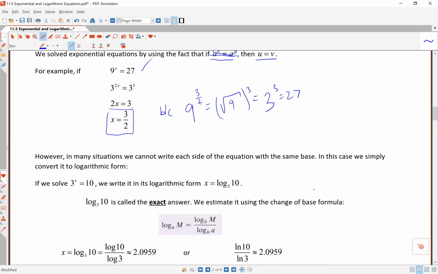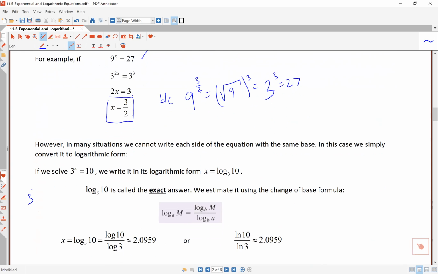However, in many situations, we cannot write each side of the equation with the same base. In this case, we simply convert to log form. If you solve 3 to the x equals 10, there is not a nice integer for us to raise 3 to get 10, because 3 squared is 9 and 3 cubed is 27. So the answer to this is an irrational number, and we write it in log form as x equals log base 3 of 10. Remember, your logarithm is always equal to the exponent, and the base is 3 in order to get 10. So we call log base 3 of 10 the exact answer.